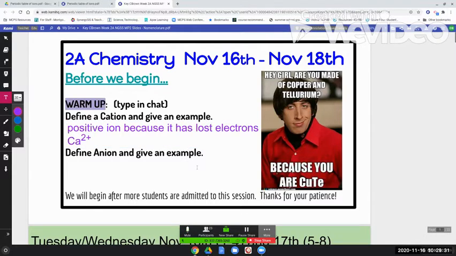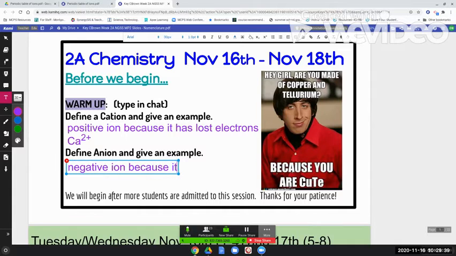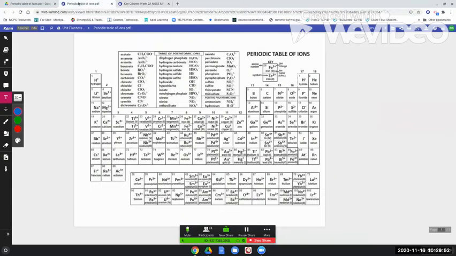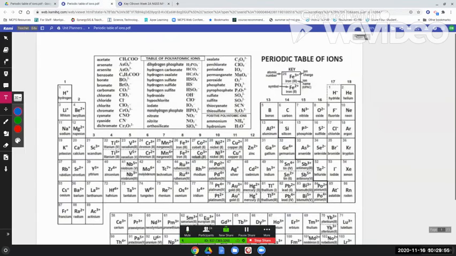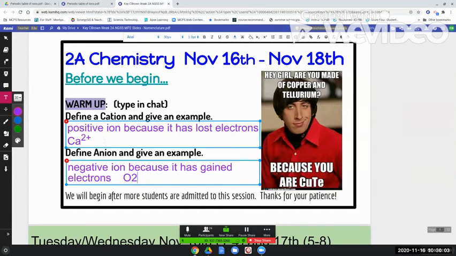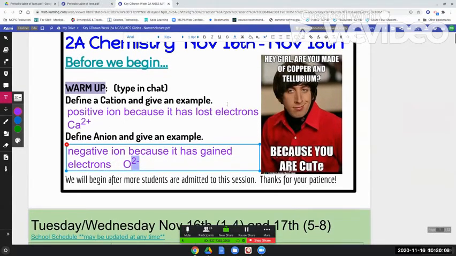And then an anion is a negative ion because it has gained electrons. An example, especially if you look at our periodic table of ions, whichever one you've zoomed in on, we could have oxygen 2 minus, O2 minus. Just make that a superscript. Okay.